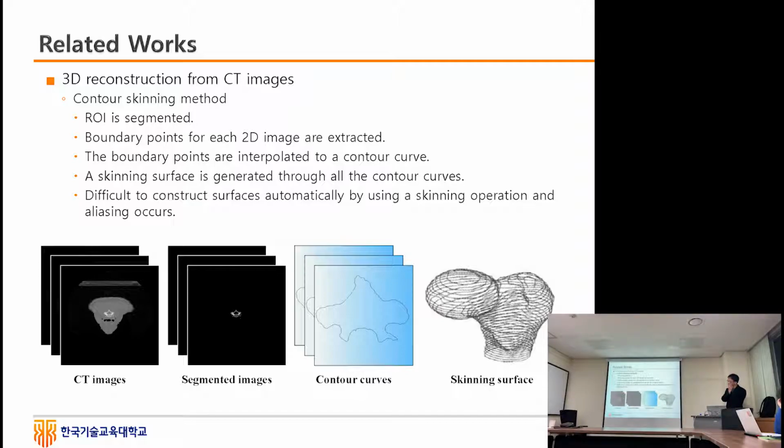However, it is very difficult to construct such a surface automatically, because the skinning operation is very hard to operate and treat. Additionally, when we interpolate these contour curves, some kind of aliasing or overfitting can occur.